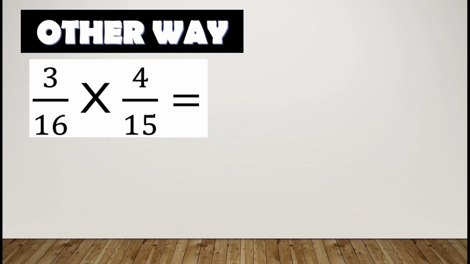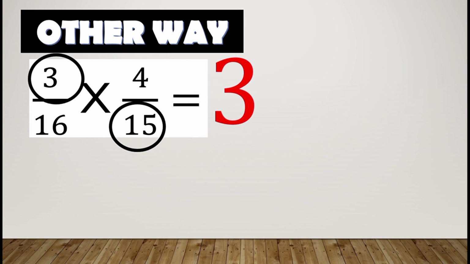Second example, 3/16 times 4/15. So here, 3 and 15 are both numbers divisible by 3. So to simplify this, 3 divided by 3, the result is 1. 15 divided by 3, the result is 5.